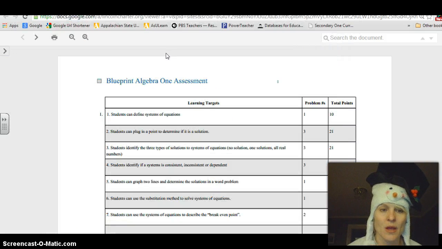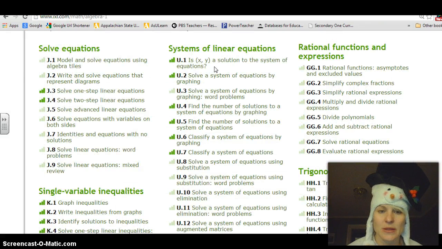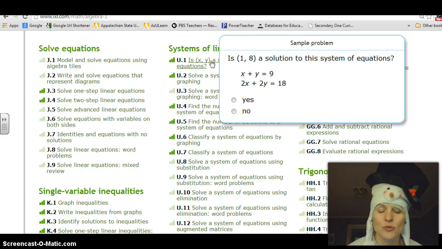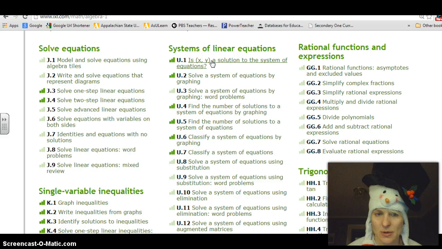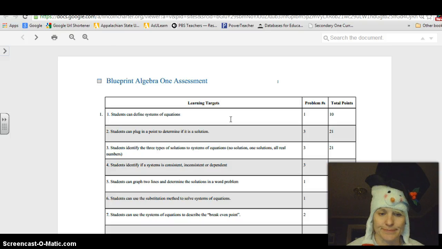Okay. Also, you did some practice with this on U1. So if you've not mastered U1, tonight you need to do 4 problems on U1 to study for your test tomorrow. So if U1 is not mastered on IXL, you must complete 4 problems on U1. Okay? So that's one part.